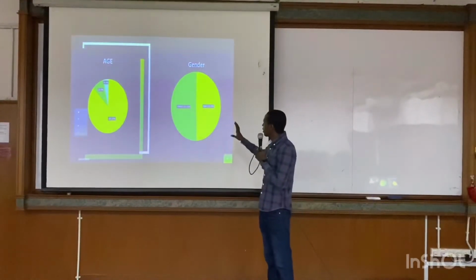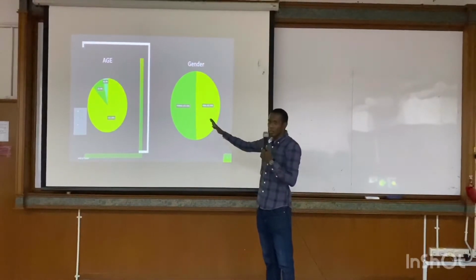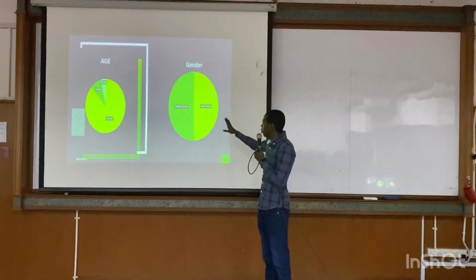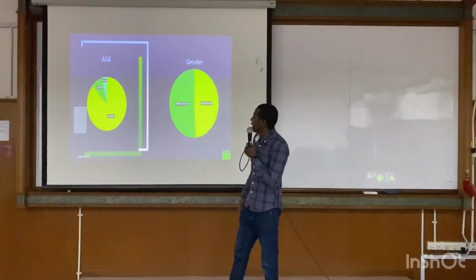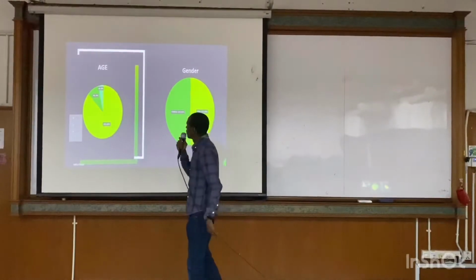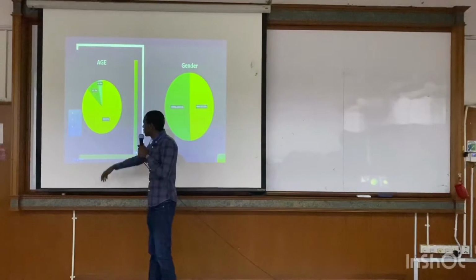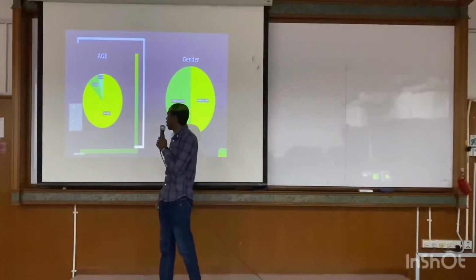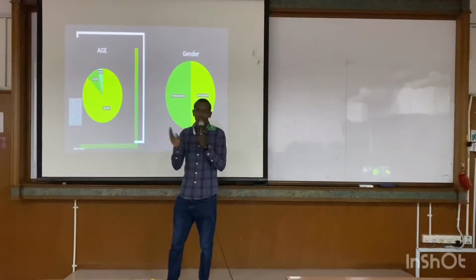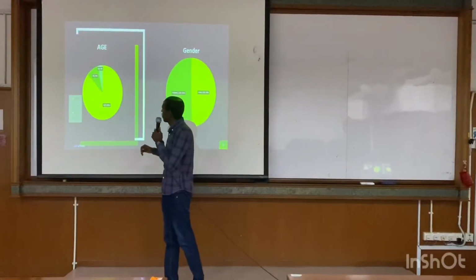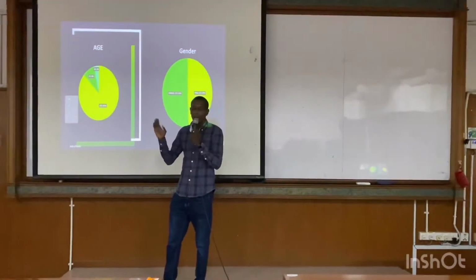So this means that both females and males answered the questions. It's almost 50-50. The next is age. As you can see, we have 18 to 25 who answered, 217, which is 87%. The next is 25 to 30, where 23 people answered, which is 9%.